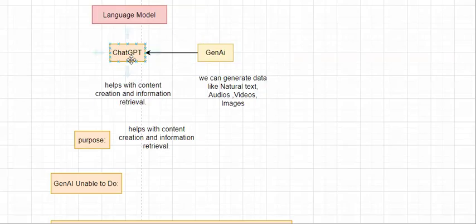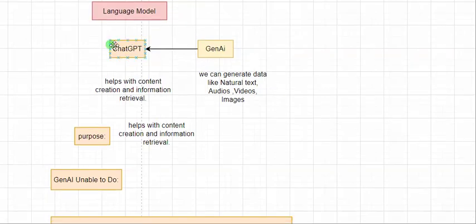Since it is generating the content, or taking the content, in the form of text, we can say it is a language model. What can we say about ChatGPT? We can say this is a language model because it is taking the input and providing the output in the form of text only. So that's why you can say ChatGPT is a language model.